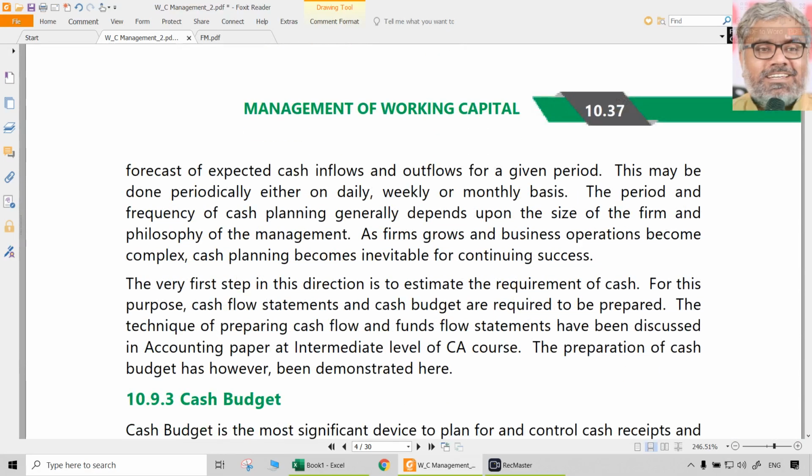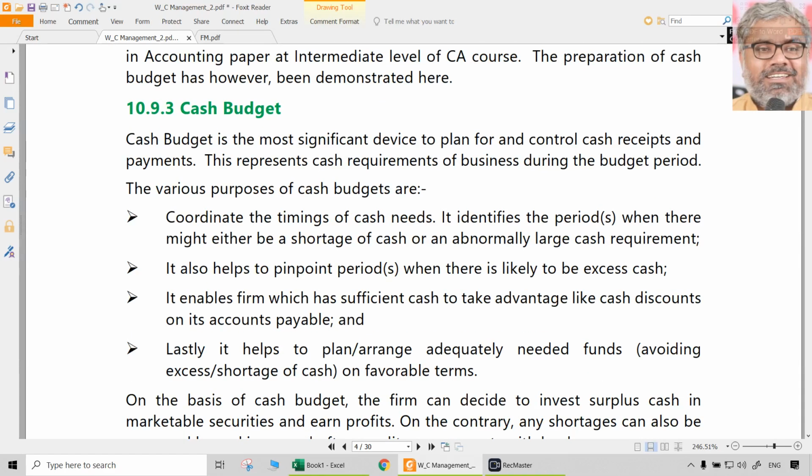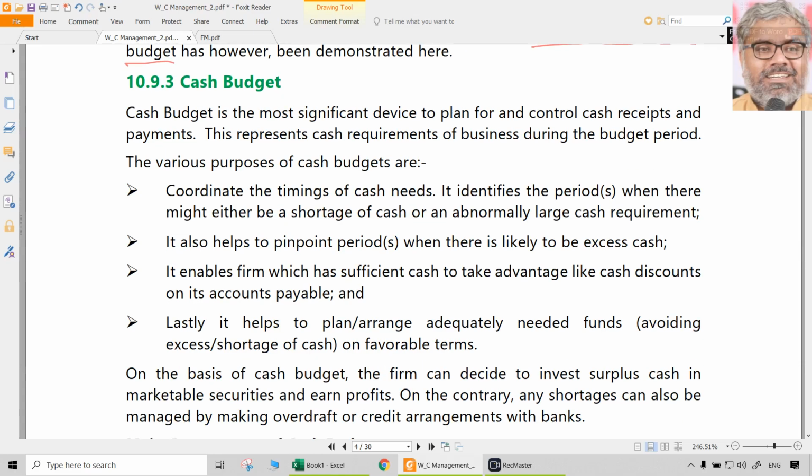And cash planning is what? Cash planning simply is about knowing cash budget. What is that? In this syllabus of intermediate level, preparation of cash budget itself is cash planning. That's what has been demonstrated here. What is a cash budget? Cash budget is basically the budget related to the cash inflows and outflows, of course related to the future period. Budget itself is always about future. So what is the possible cash inflows and possible cash outflows will be depicted in a cash budget.